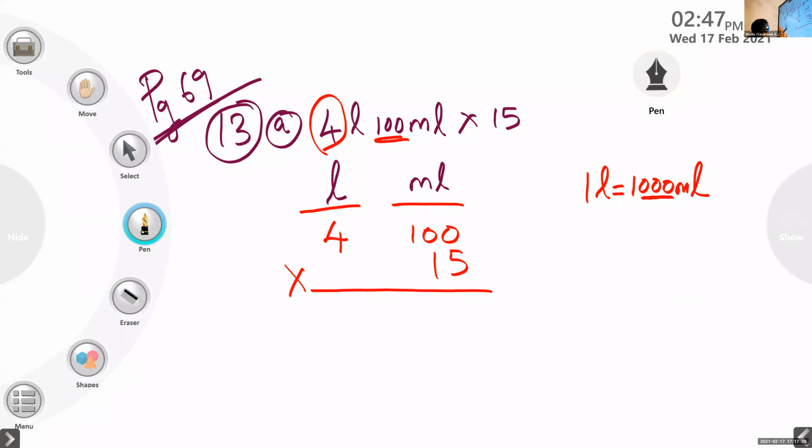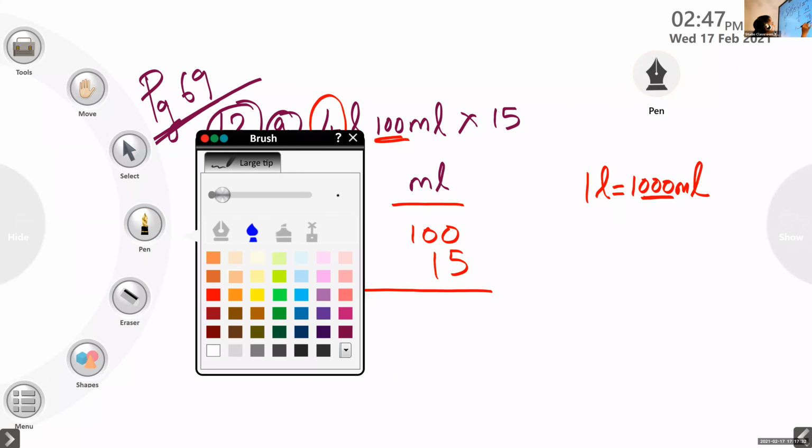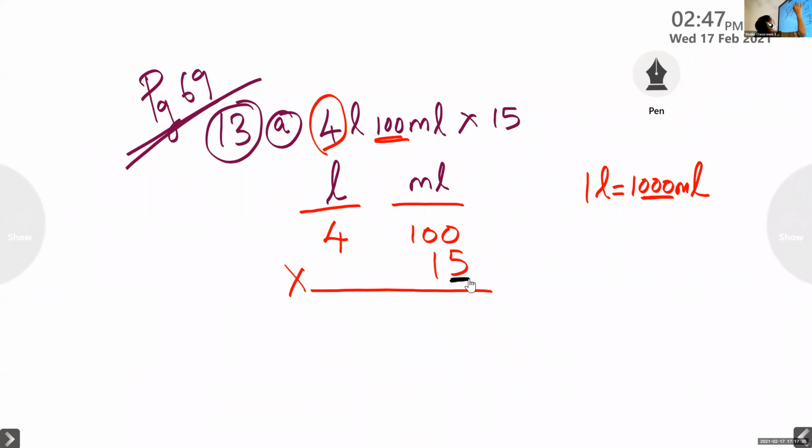First we will multiply with the ones place, which is 5. 5 into 0, what is 5 into 0? Any number multiplied with 0 is 0. Very good. Again 5 into 0, 0. Again 5 into 1, 5. Any number multiplied with 1 is the number only. Next, 5 into 4, 5 fours are 20. So, children, we finished multiplying with 5.